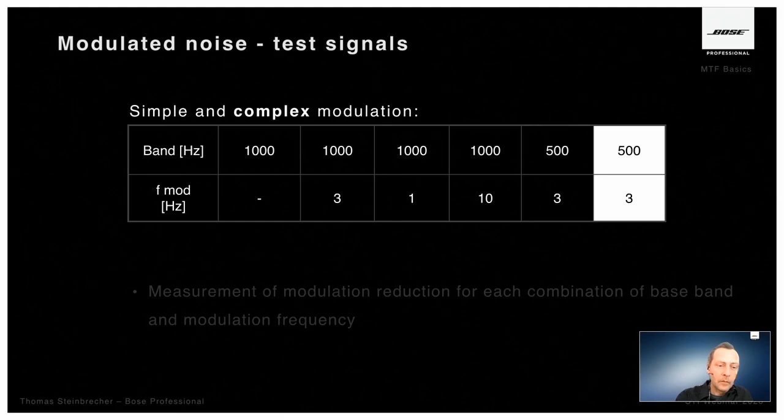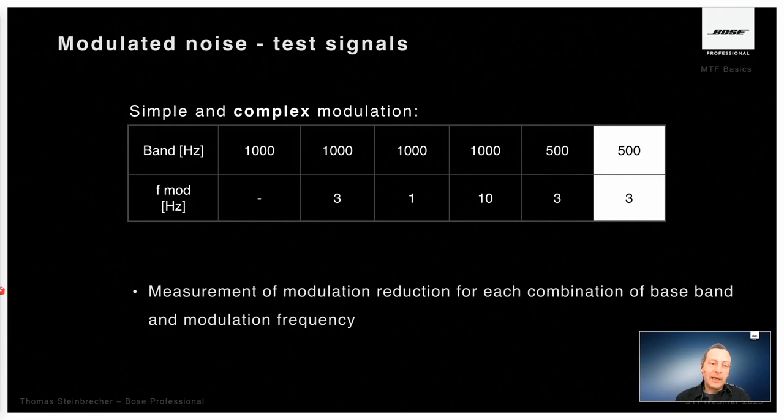Typically, you take any of the 7 octave bands that are in male or human speech, and then you take any of the modulation frequencies that are apparent in speech, and then you combine these. I did this here for 2 frequency bands, 1,000 and 500 hertz, and for a couple of different modulation frequencies. You see them here on the table. Let me start by just playing noise, which is not modulated.